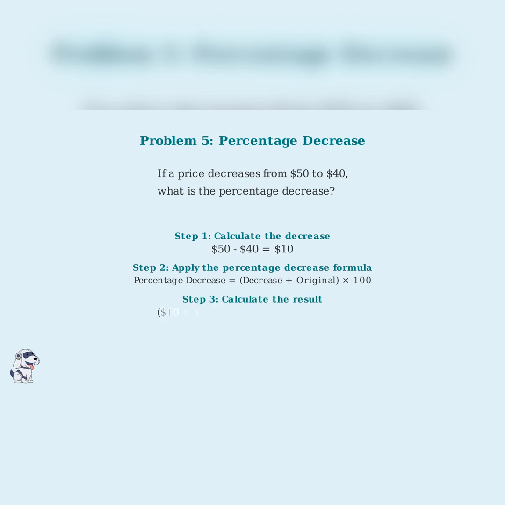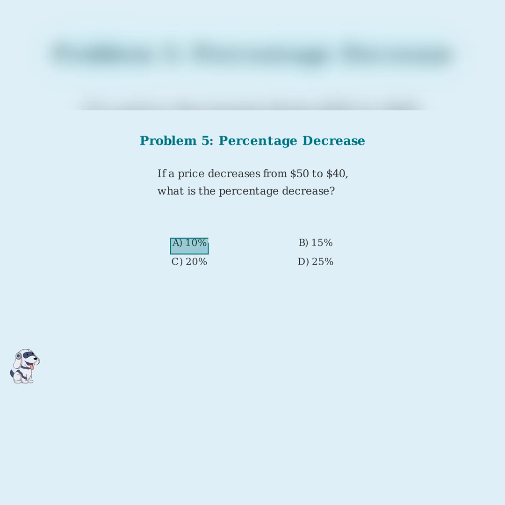Now we substitute our values. $10 divided by $50 equals 0.2. When we multiply by 100, we get 20%. The percentage decrease is 20%, so the correct answer is option C. This demonstrates how to calculate percentage decrease using the original value as the base for comparison.